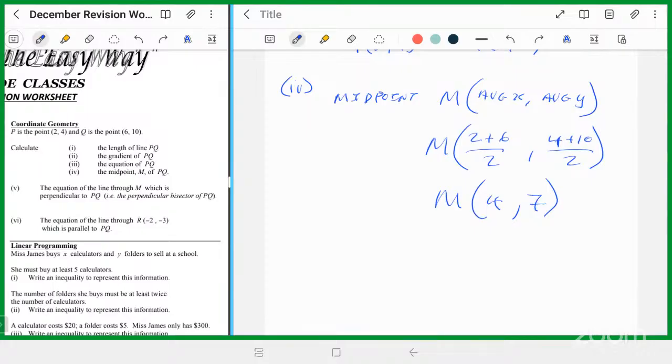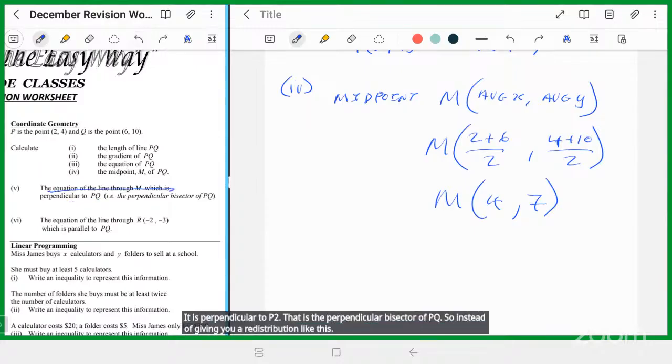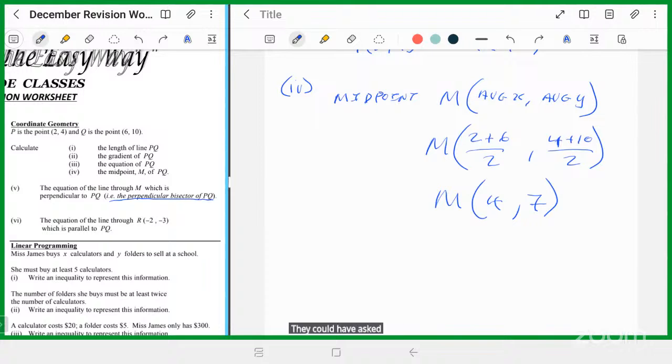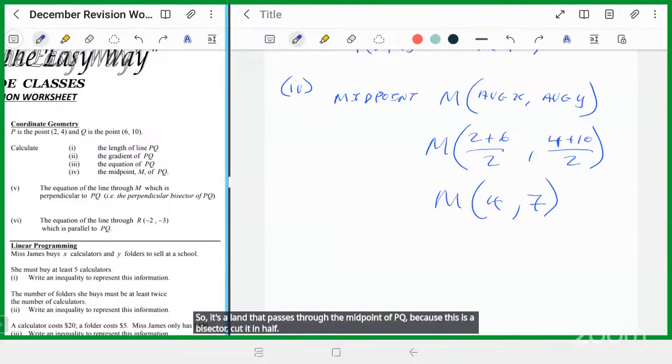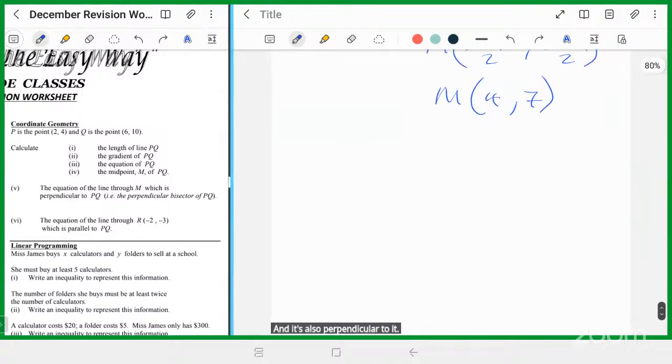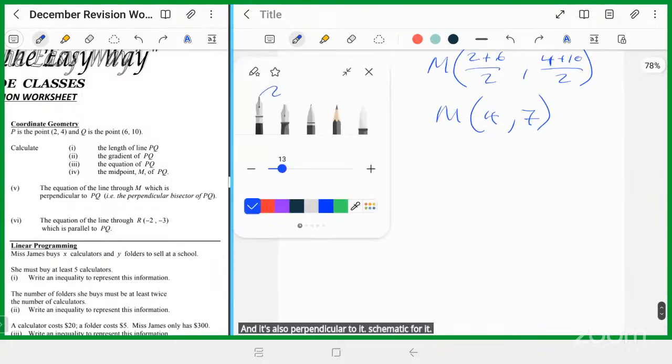Alright, then this one says now, find the equation of the line through M, which is perpendicular to PQ. That is the perpendicular bisector of PQ. So instead of giving you the description like this, they could have asked for the perpendicular bisector of PQ. So it's a line that passes through the midpoint of PQ because it is a bisector, cuts it in half, and is also perpendicular to it. Let me do a schematic of it, so you can see what I'm talking about.